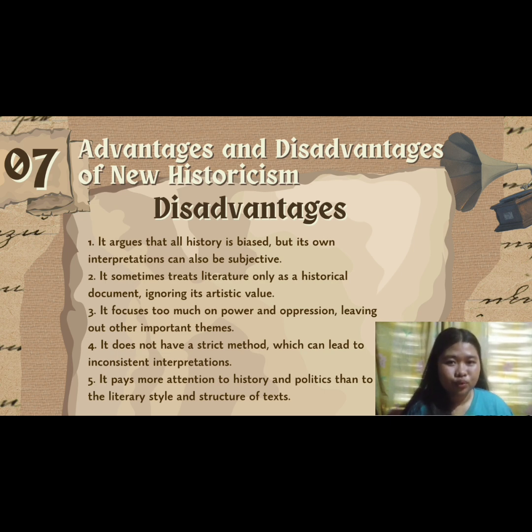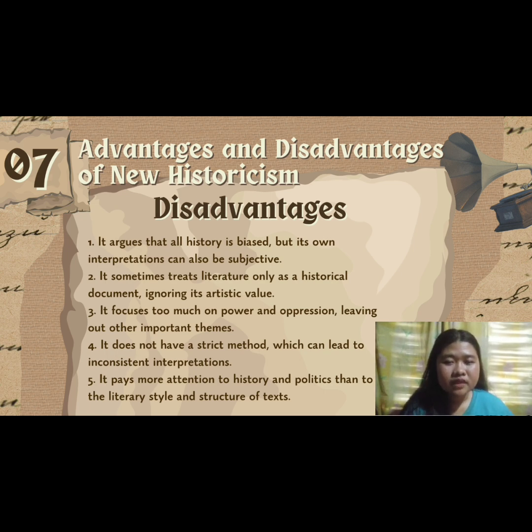Number 2, it sometimes treats literature only as a historical document, ignoring its artistic value. When analyzing books, New Historicism focuses a lot on history and politics. Some people think this takes away from the beauty of the writing, the creativity of the author, and the artistic elements of the story.